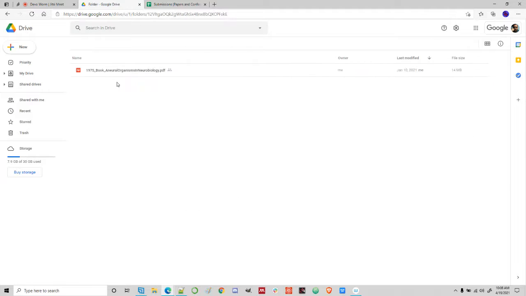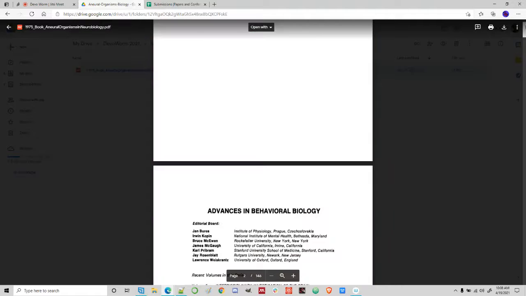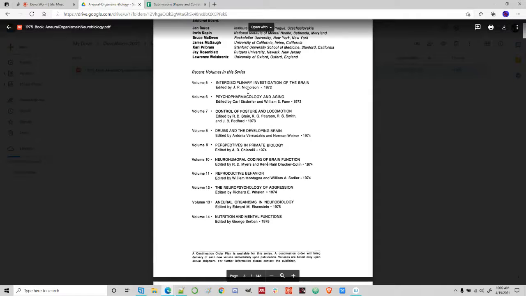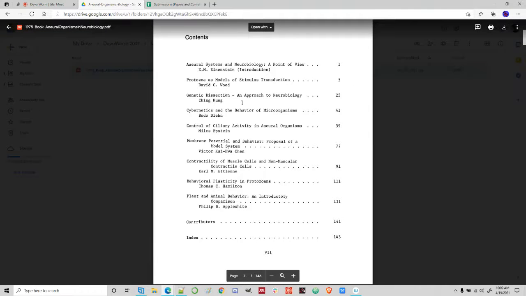I was going to point out this book. This is a book that I've been working with. It's an older book on aneural organisms and neurobiology. It's kind of interesting in light of the things that we're doing with Basilaria. It's an older book, but it goes through a lot of different model systems. Oh, this isn't the right one though. This is the table of contents.